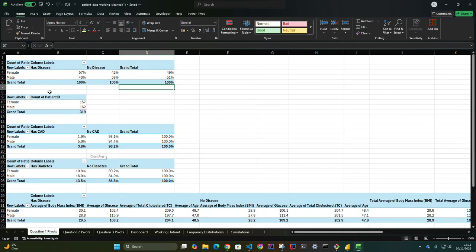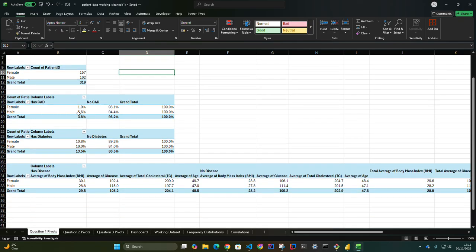So here we go, the first one. You can see that for females it's a higher level of disease than in males. But males have a higher prevalence of CAD than females, and the same for diabetes. This supports the medical research that I was looking at, which would suggest that males have a higher burden of metabolic risks and diseases in comparison to females.